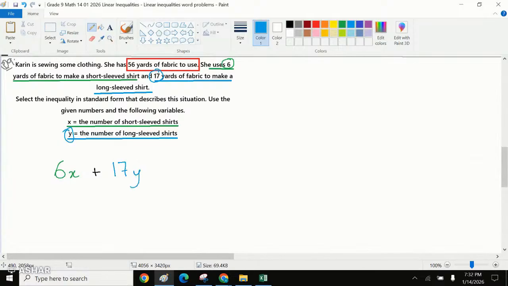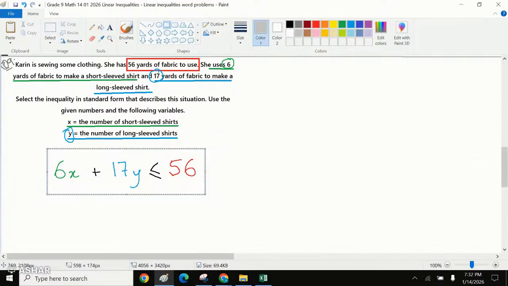And she cannot exceed what? Can she exceed 56? Because the total length of cloth she had is 56. She can use equal to 56 or less than 56, right? Because she only has 56 yards. So she cannot use 57, but she can use 55 yards. Any number less than 56 or equal to 56. Do we agree?